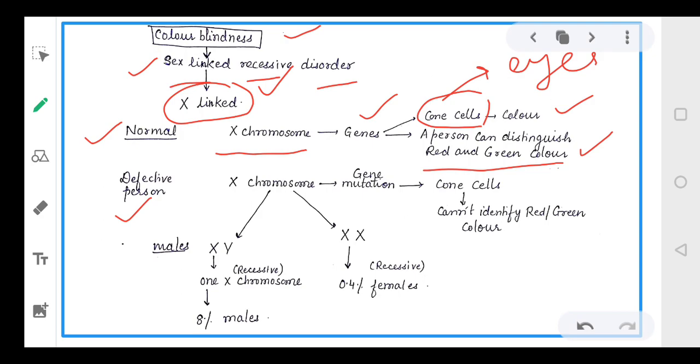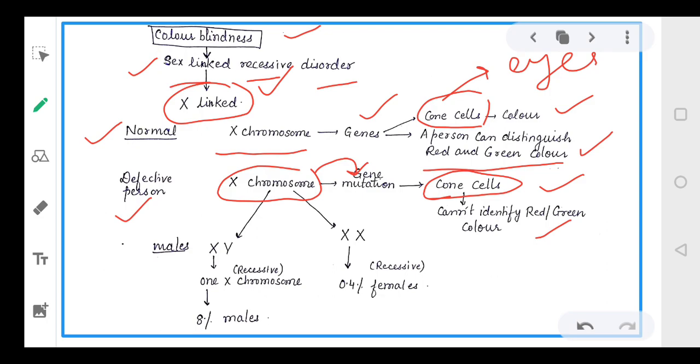If a person has a defective gene, means if the person has color blindness, so X chromosome is there. The X chromosome that contains that gene will have a mutation, right? That gene will have a mutation. So जो हमारे cone cells हैं, they will not be able to distinguish between the red and the green color. Because of gene mutation, our cone cells cannot distinguish between the red and green color, right?